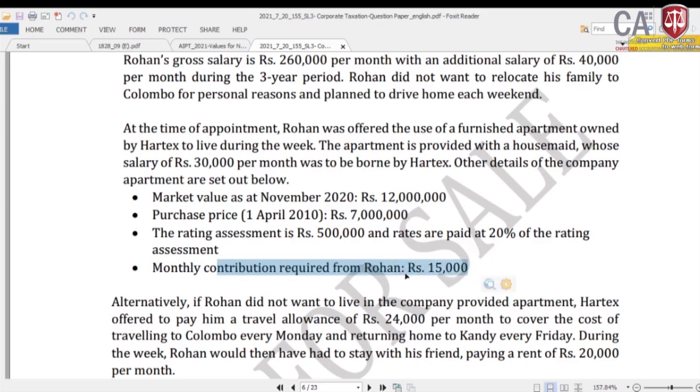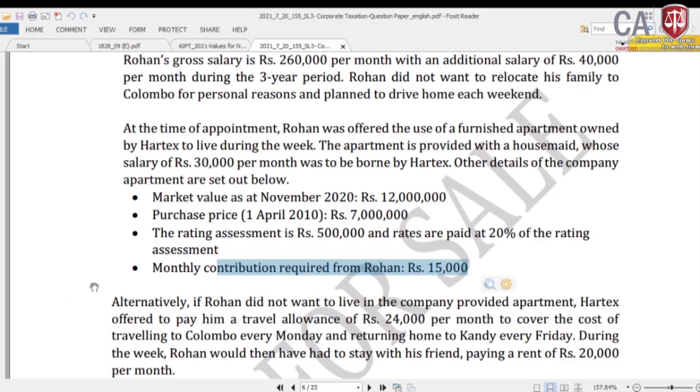Even if Mr. Rohan has been provided the furnished apartment, is it a rent-free residence for him? No. A part rent is being charged from him. What is the amount? Rupees 15,000 is charged from him. Then we have to consider this figure when we are doing this computation.